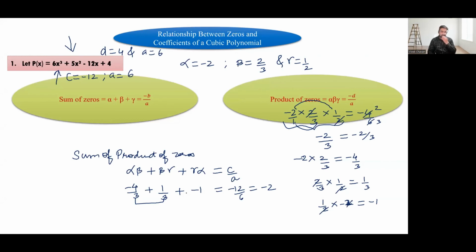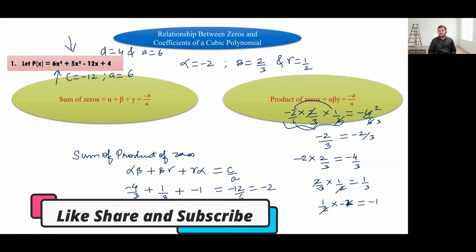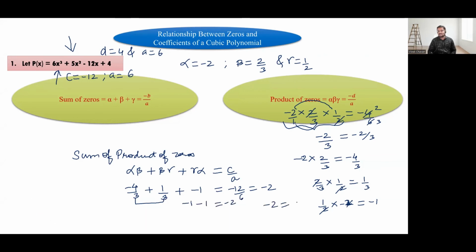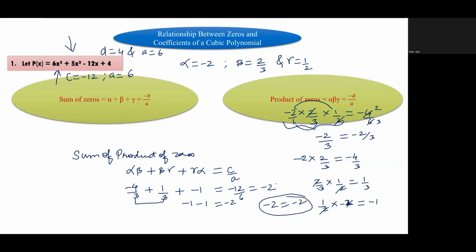Yes, Veer. Sir, it will come -3 upon 3. And what is -3 upon 3? It is -1. So -1 minus 1 will be equal to -2. So ultimately what we are getting, -2 is equal to -2. So this is also verified. Sum of product of zeros is also verified.